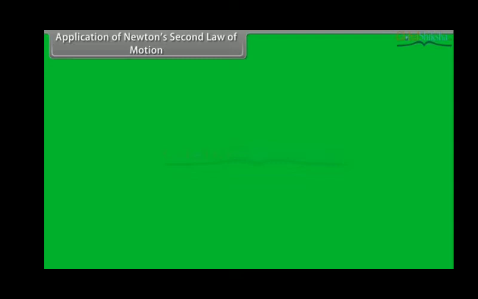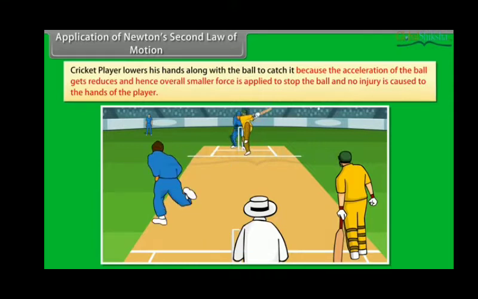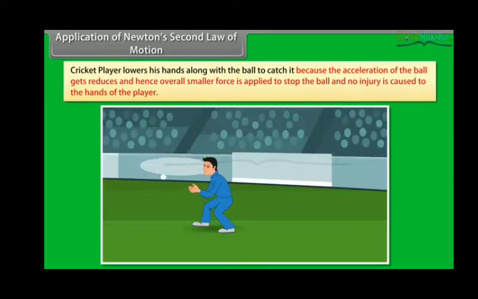Application of Newton's second law of motion. A cricket player lowers his hands along with the ball to catch it because the acceleration of the ball gets reduced and hence overall smaller force is applied to stop the ball and no injury is caused to the hands of the player. Momentum. Momentum is mass in motion.